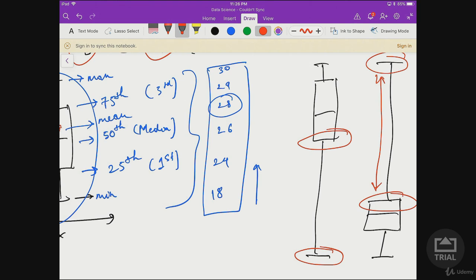And similarly, the jump between two quartiles can help us understand where the data is distributed unevenly. Now, this is one of the easiest and the most commonly used techniques to first understand a numeric data set.